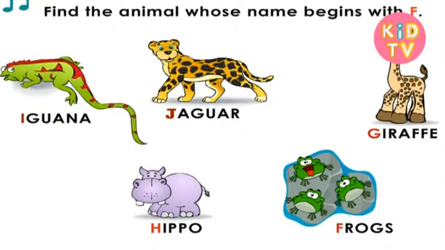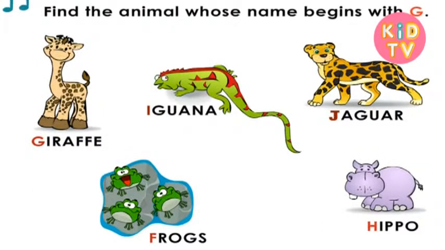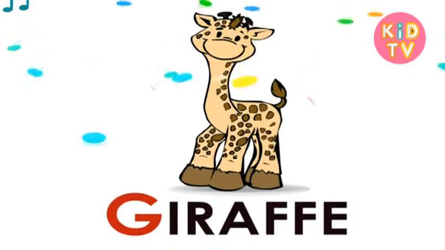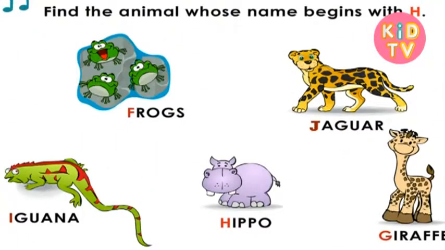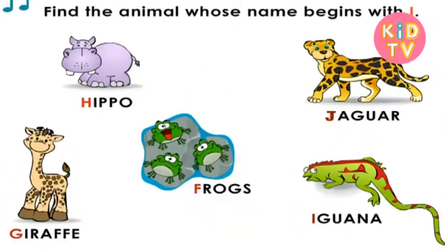Find the animal whose name begins with F. Good job! Frogs begin with F. Find the animal whose name begins with G. Awesome! Giraffe begins with G. Find the animal whose name begins with H. Yes, hippo begins with H.